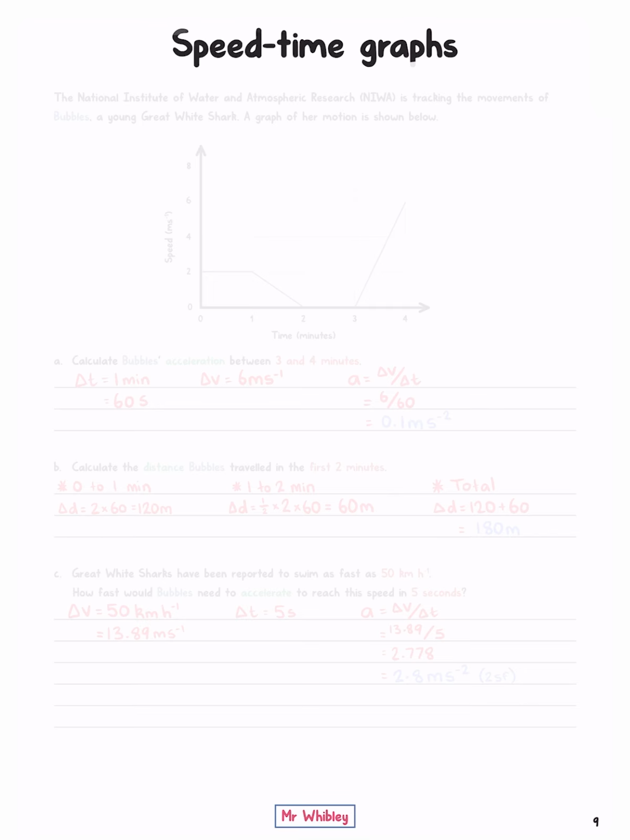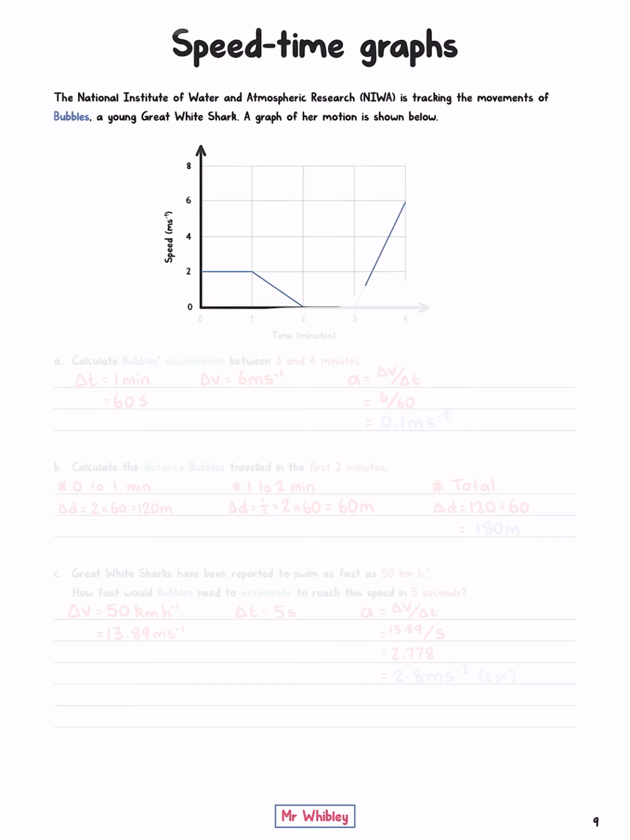Speed time graphs. The National Institute of Water and Atmospheric Research, or NIWA, is tracking the movements of Bubbles, a young great white shark. A graph of her motion is shown below. Calculate Bubbles' acceleration between 3 and 4 minutes.